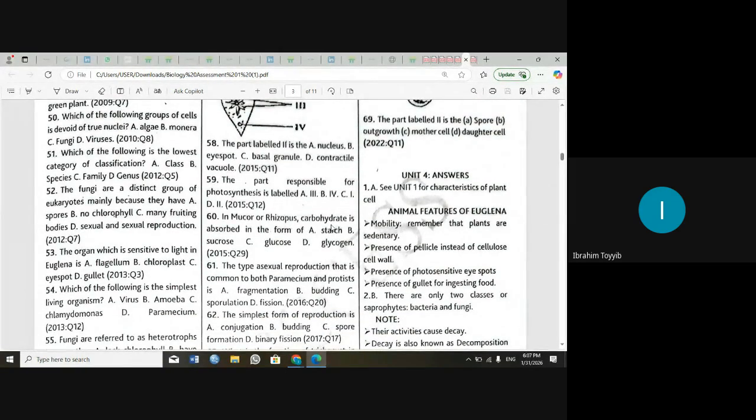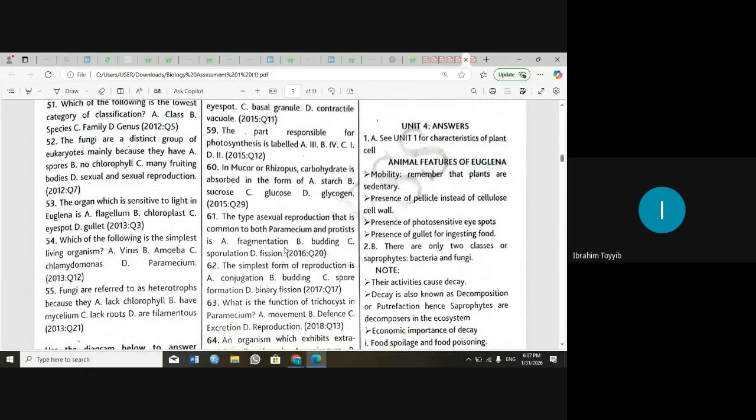In Mucor or Rhizopus, carbohydrate is absorbed in the form of what? We have come across this question before. Glucose. So if you come across it in your JAMB, you will not look at it twice, you just pick the answer. But look at it twice too, because JAMB may interchange the question.